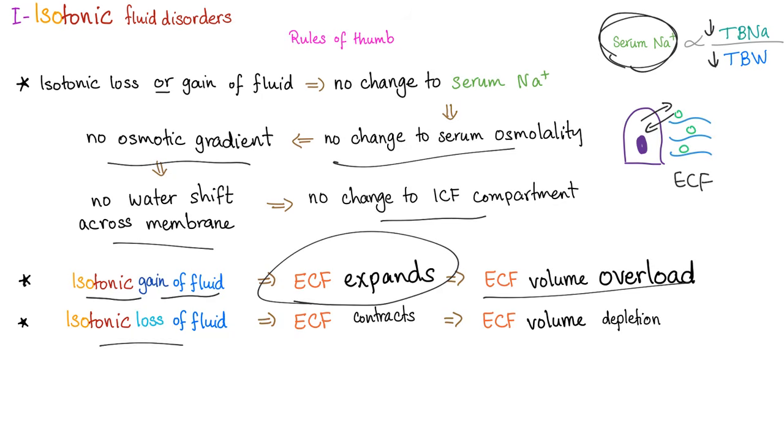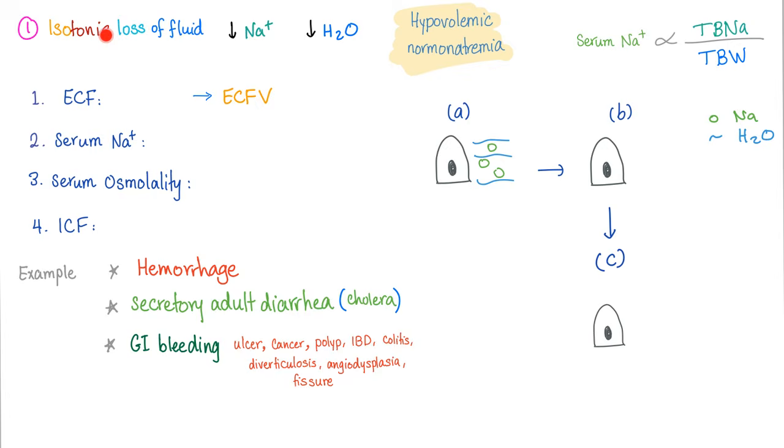If isotonic loss of fluid, which means you lost an equal amount of salt and water, the ECF compartment is going to contract and the ECF volume depletion will occur, leading to signs and symptoms of ECF volume depletion. So let's start with the first problem. Isotonic loss of fluid, which means loss of an isotonic fluid. We lost an equal amount of salt and water.